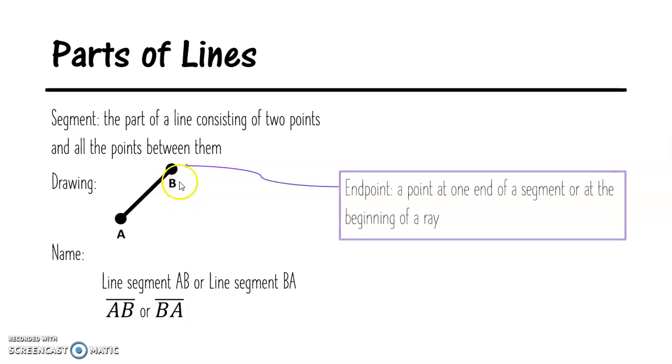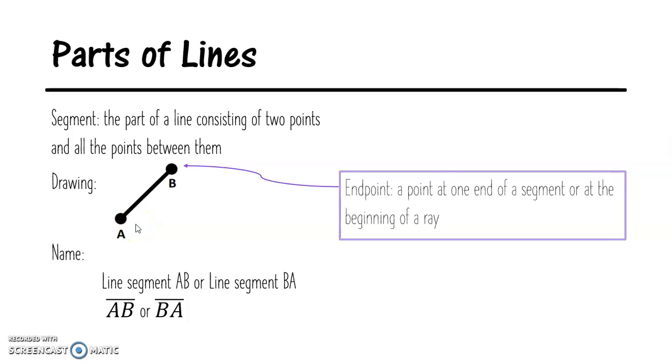Okay, so point B is here. This is an end point because it's where the segment ends. It shows you where it ends, so it's an end point. Normally the line would have an arrow going in this direction and an arrow going in that direction. This is what a line segment would look like.